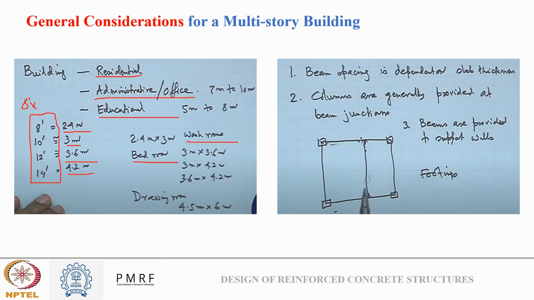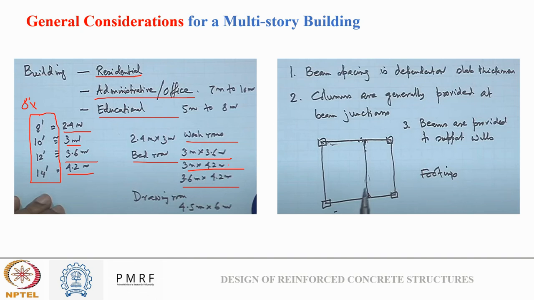Like a bedroom is generally 3 cross 3.6 meter, or 3 cross 4.2 meter, or 3.6 cross 4.2 meter. So in this way, you need to first plan. If it is an office hall, what will be the dimension? If it is a cabin, what will be the dimension? If it is a restroom, what will be the dimension? If it is a cooking area, what will be the dimension? You need to fix this before you move into the design.